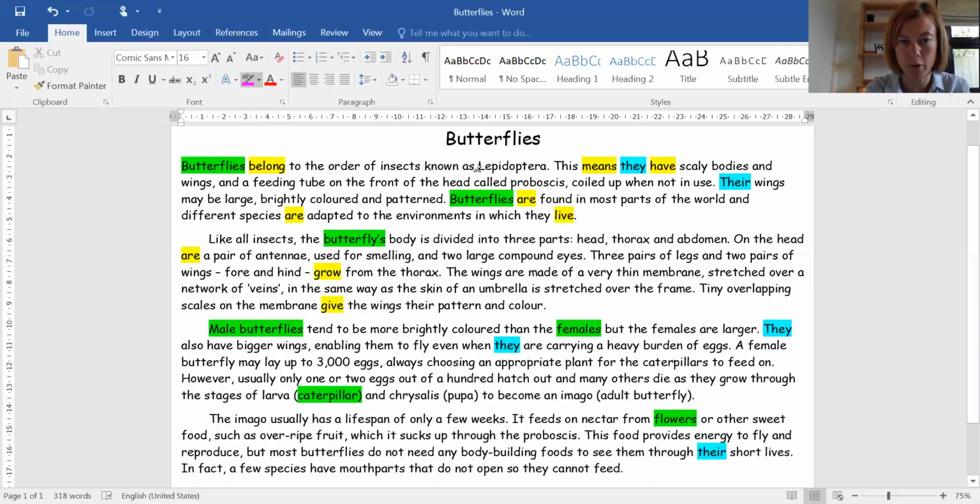I'm going to highlight this word first of all, Lepidoptera. Now, that's actually the Latin name for the type of insect that a butterfly is. And it means they've got scaly bodies and wings, and that is actually explained to you there. This word here, proboscis, is also technical. It's a scientific word. And again, we're told it's the feeding tube on the front of the head.